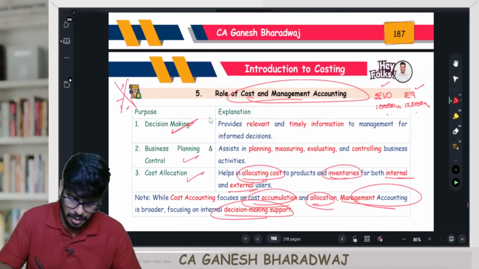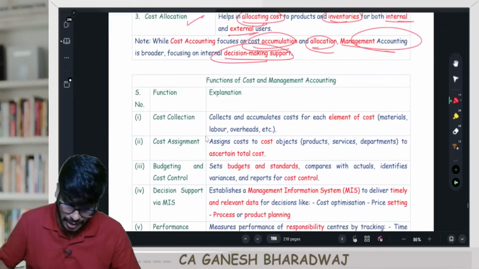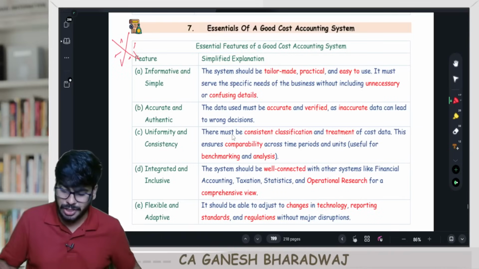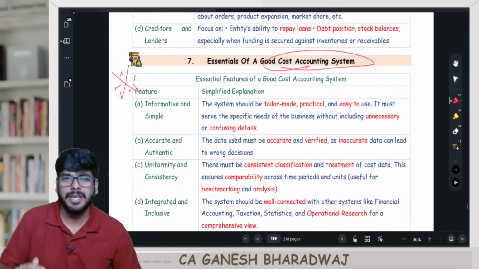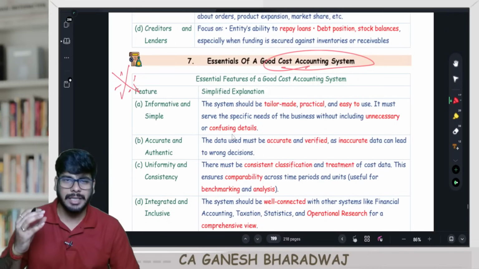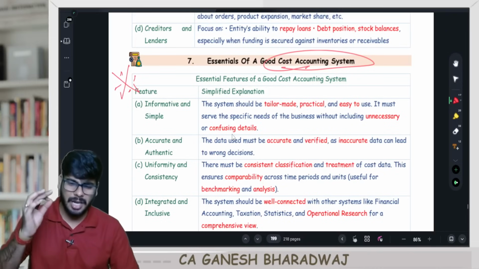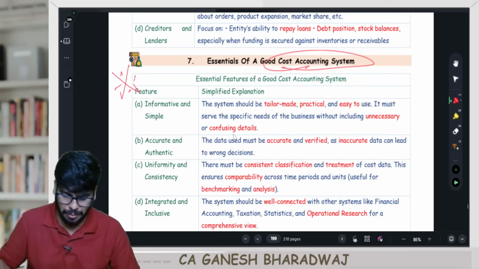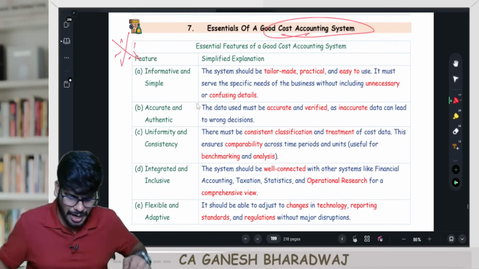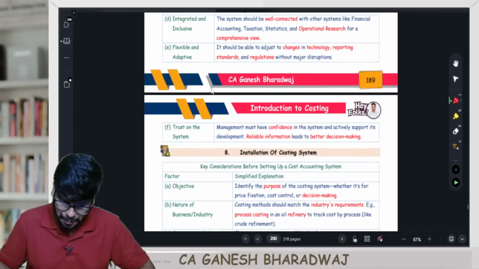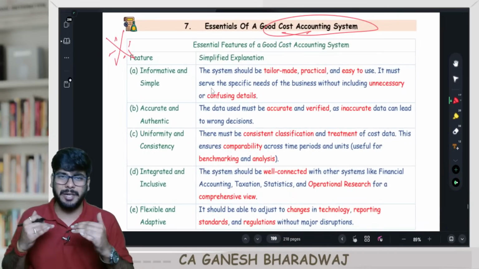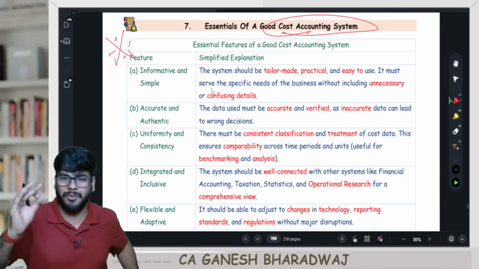This is another important theory area. Next one is essentials of a good cost accounting system. Ideally, what are the things that a good cost accounting system should have? This was, I think, once a past exam question. Simple, guys. Now, I have neatly classified this and put it point-wise in your institute study material. They have put it in paragraph format. Here, I put it in a tabular format.